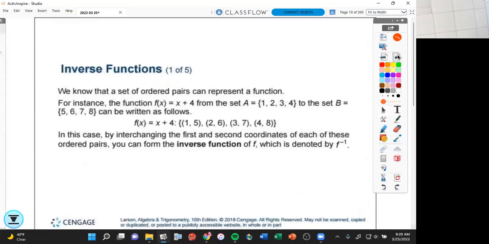We know that a set of ordered pairs can represent a function. For instance, f of x equals x plus 4, that's a function. If I have a set domain and I call that set A, and let's say those numbers are 1, 2, 3, and 4, I can plug each of those numbers into the function f of x, and it's going to give me a set B, right? So if I plug a 1 in, 1 plus 4 is 5. If I plug a 2 in, I get 6. Plug a 3 in, I get 7. Plug a 4 in, I get 8. So f of x being x plus 4, using the domain of 1, 2, 3, 4, gives me the range 5, 6, 7, 8.